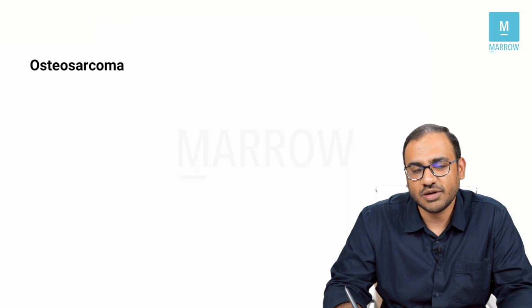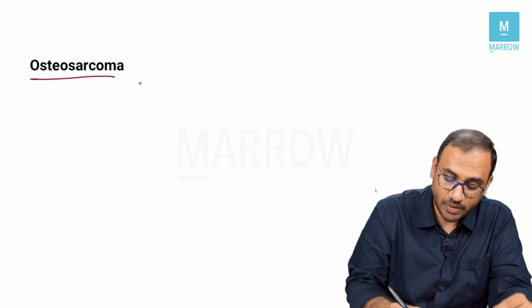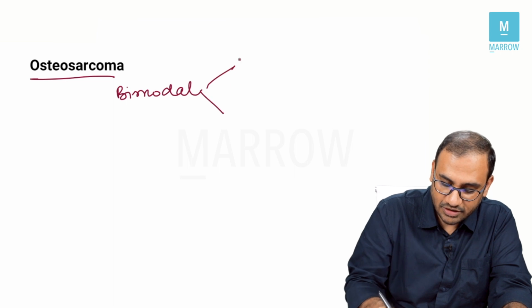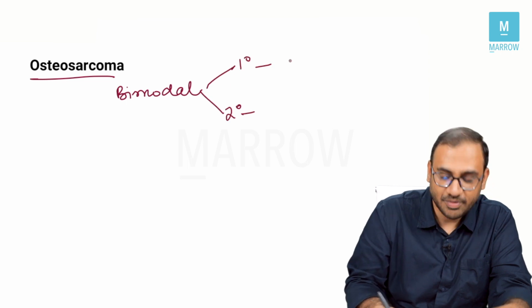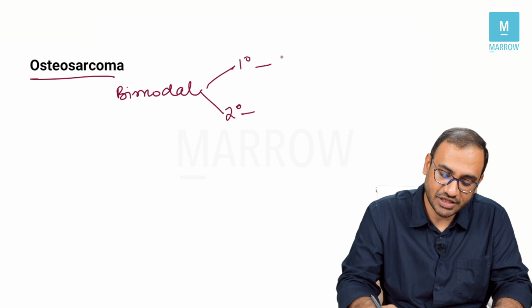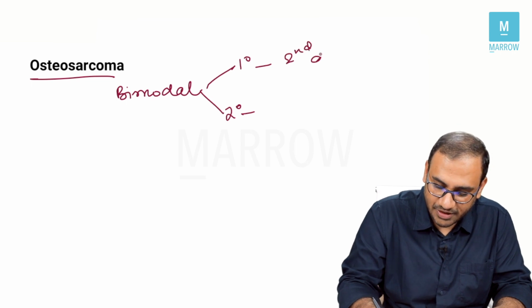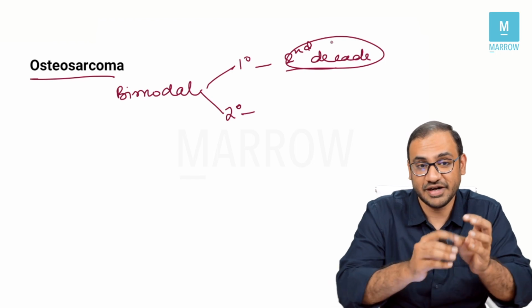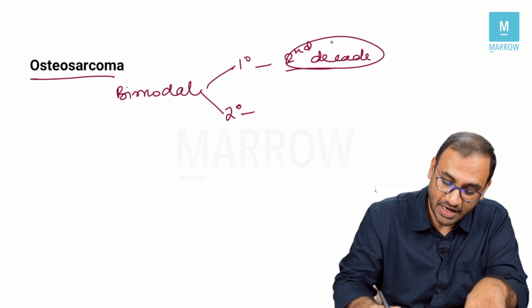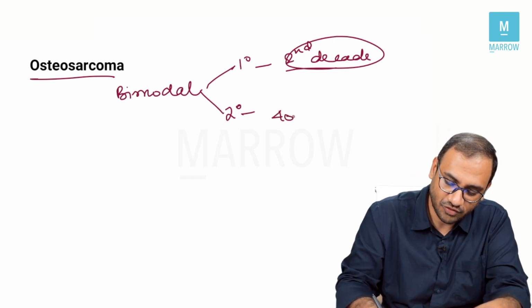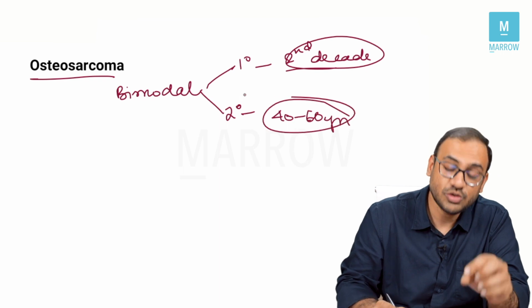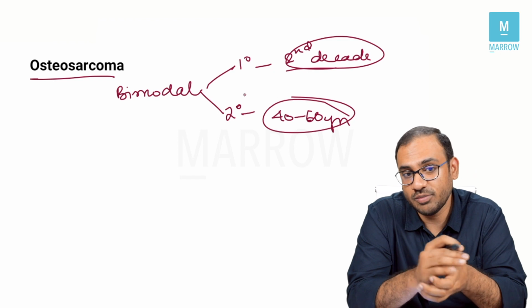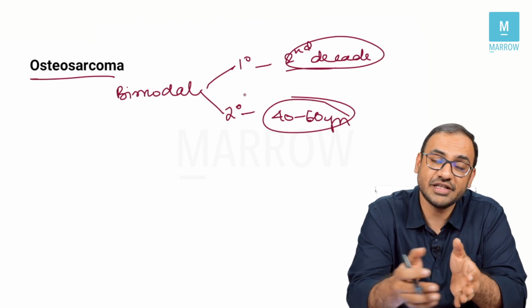A few more words about osteosarcoma. Osteosarcoma is a bimodal tumor. Please remember that. It occurs in the form of primary and secondary. Primary is de novo, occurs in children in the second decade most commonly, right? 10 to 20 years is the age group, and secondary occurs after 40 to 60 years age group. Also remember, osteosarcoma is the most common bone tumor in children occurring in the second decade.